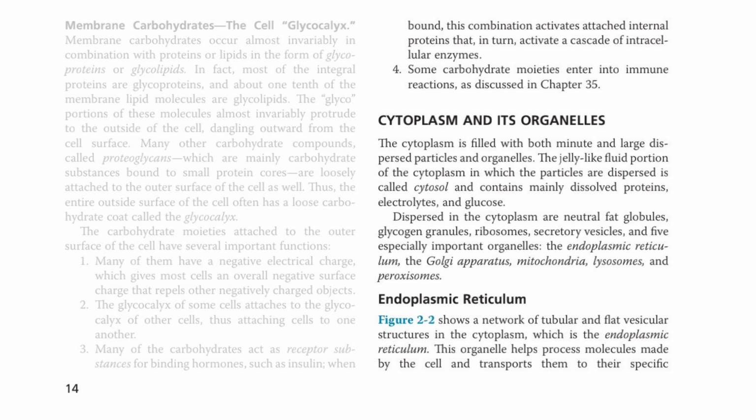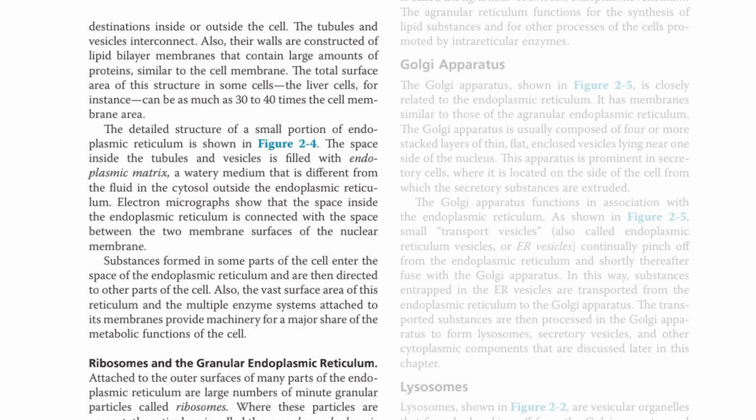Endoplasmic reticulum. Figure 2-2 shows a network of tubular and flat vesicular structures in the cytoplasm, which is the endoplasmic reticulum. This organelle helps process molecules made by the cell and transports them to their specific destinations inside or outside the cell. The tubules and vesicles interconnect. Also, their walls are constructed of lipid bilayer membranes that contain large amounts of proteins, similar to the cell membrane. The total surface area of this structure in some cells, the liver cells, for instance, can be as much as 30 to 40 times the cell membrane area. The detailed structure of a small portion of endoplasmic reticulum is shown in Figure 2-4.